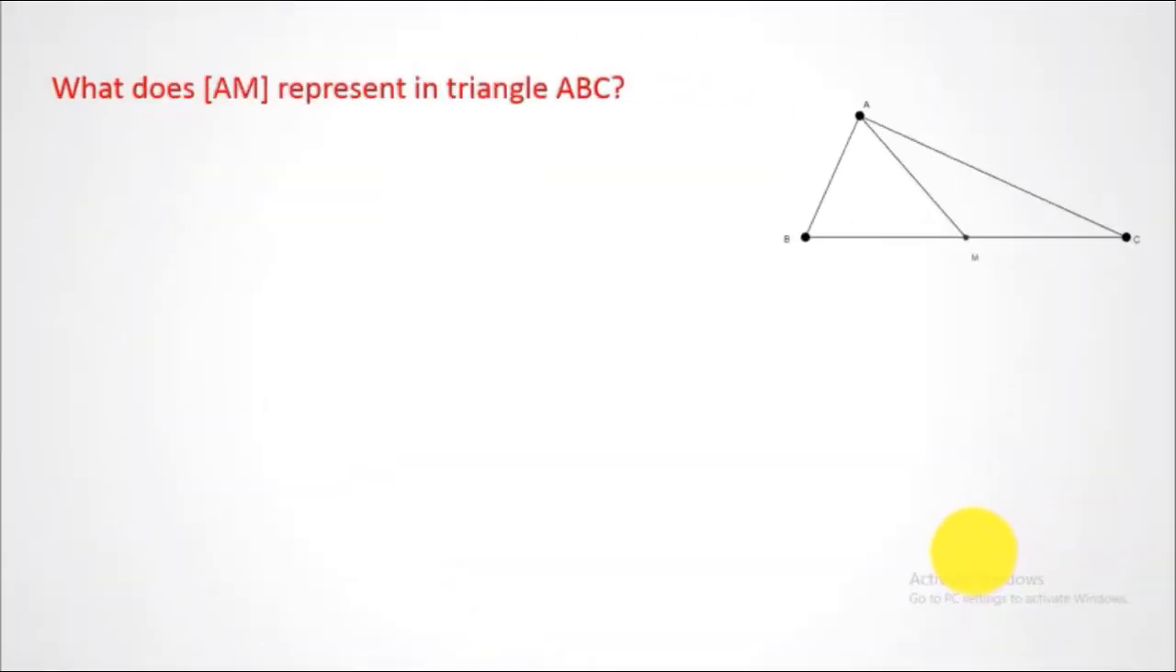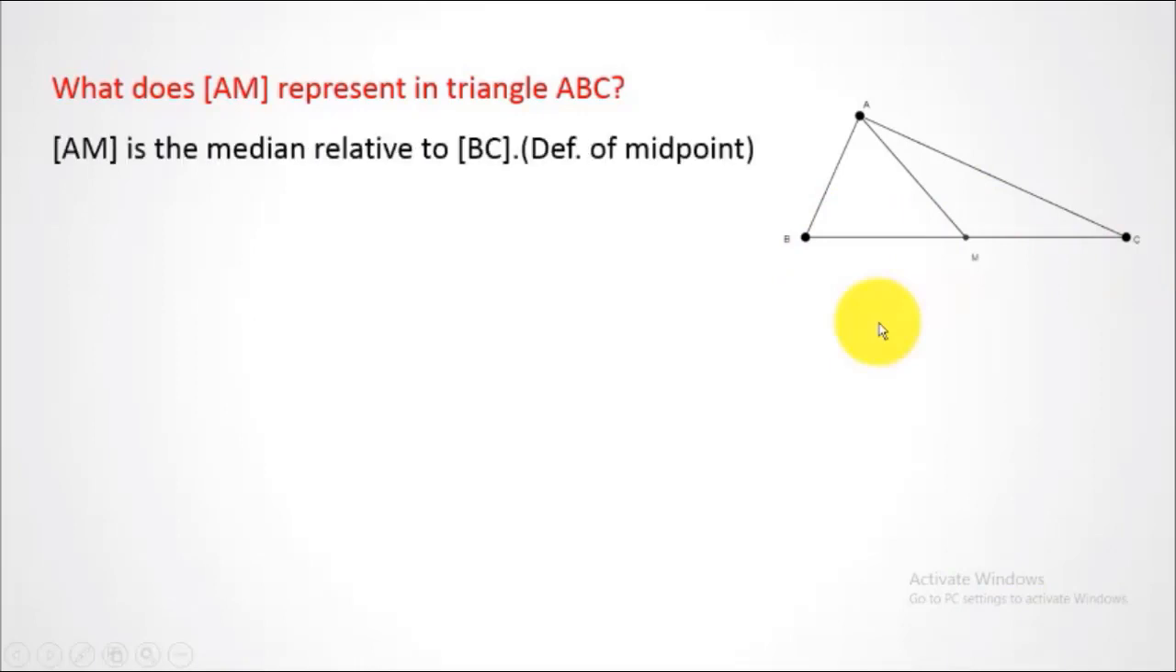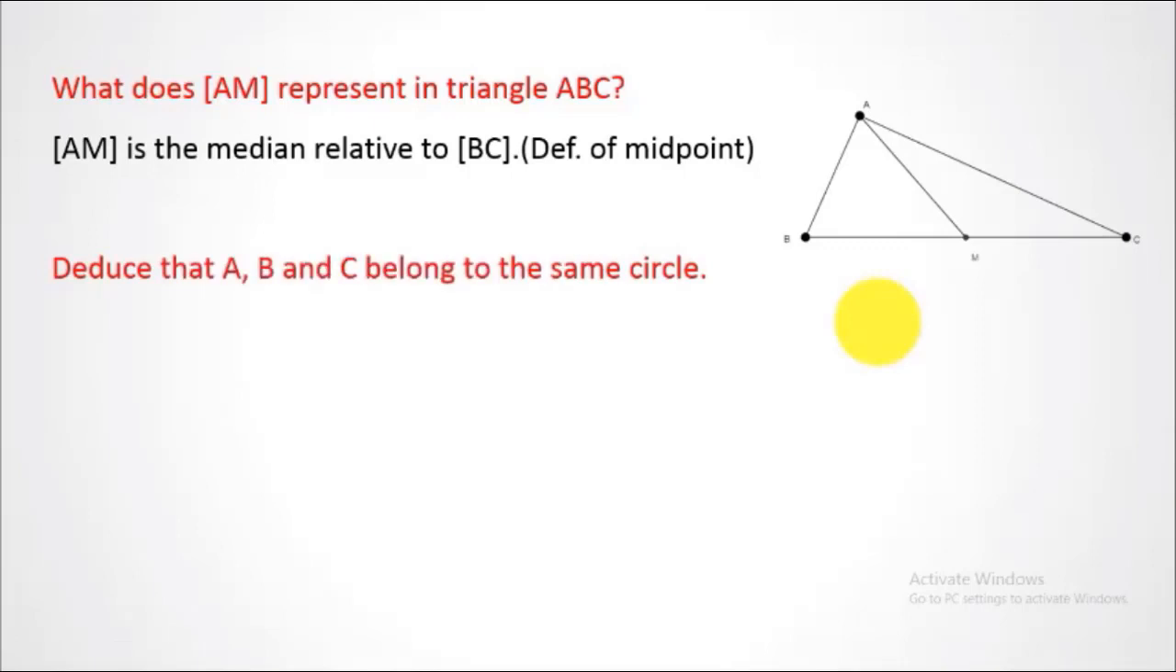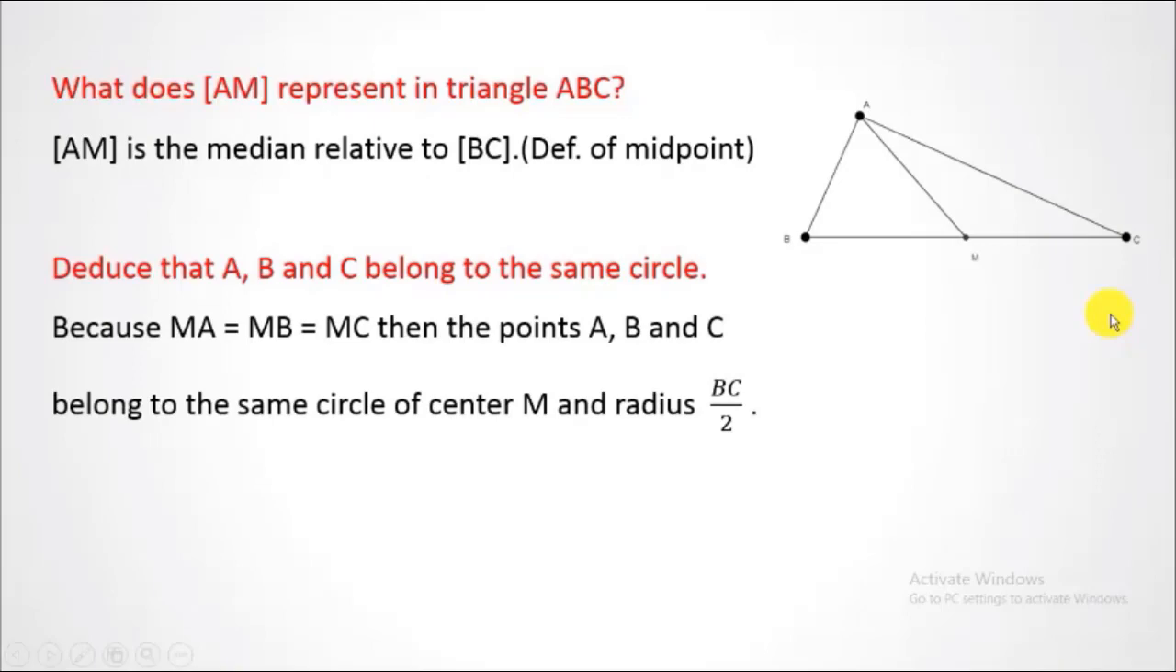What does AM represent in triangle ABC? From the given, we have M is the midpoint of BC. So AM is the median relative to BC by definition of midpoint. Deduce that A, B, and C belong to the same circle. Because MA equal MB equal MC, then the points A, B, and C belong to the same circle of center M and radius BC over 2, which means the diameter over 2.